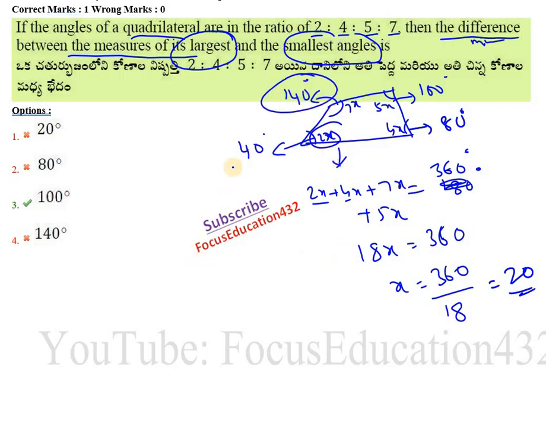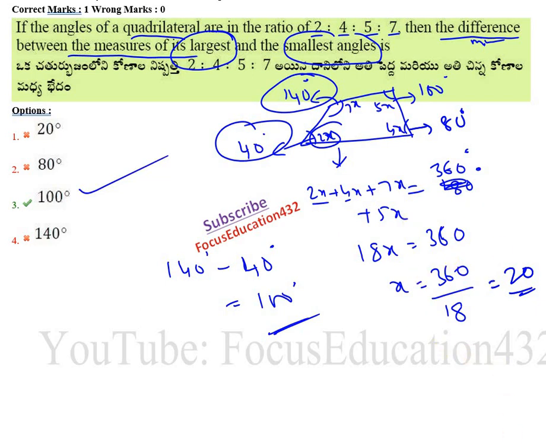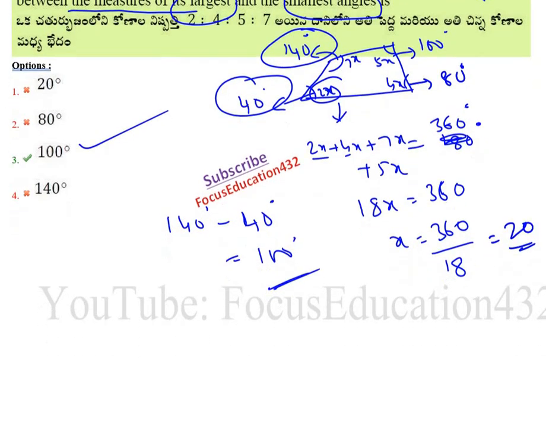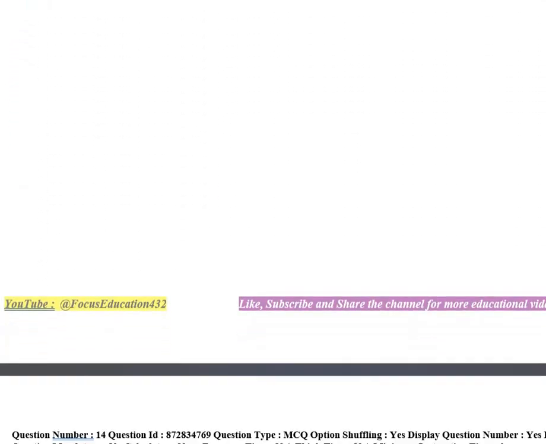What is the largest? 140. What is the smallest? 40. So 140 is the largest and 40 degrees is the smallest. So what is the difference between these two, largest and smallest? It is 100. Right. So this is also another easy question. Now we move to the next question.